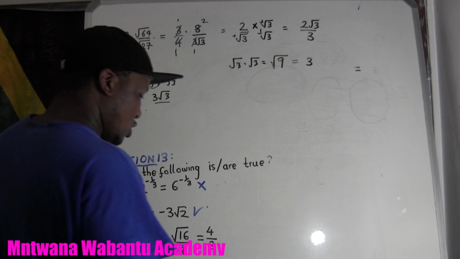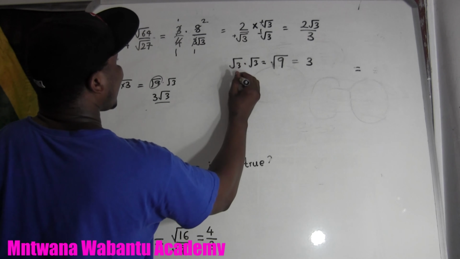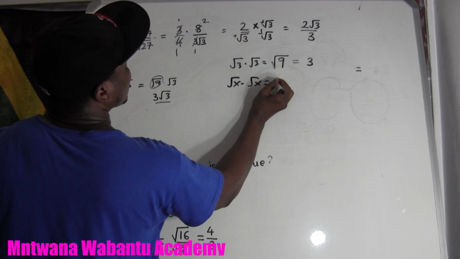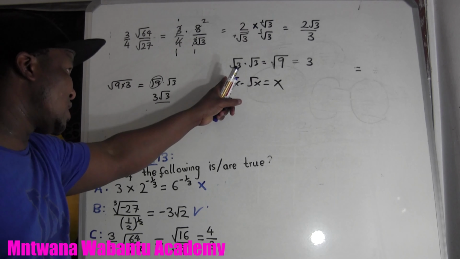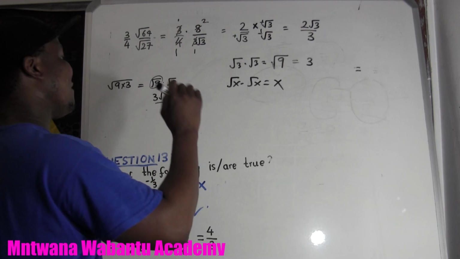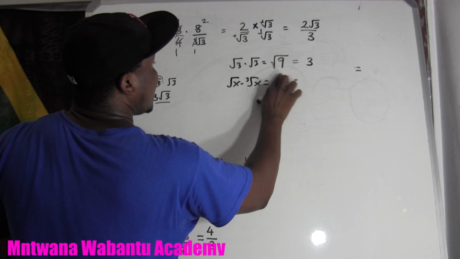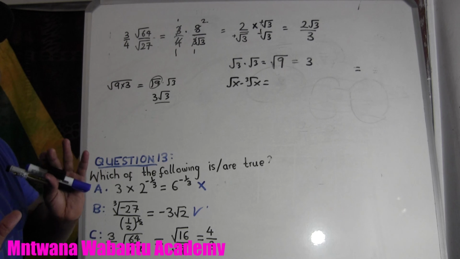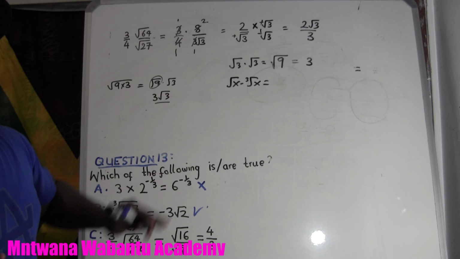So what you need to know, if somebody gives you square root of x times square root of x, it equals x. You don't even have to bother, as long as the roots here are the same. Not if it's, let's say, here 3. Then it's not going to be x. This is going to be another. You cannot do anything. You leave it how it is.